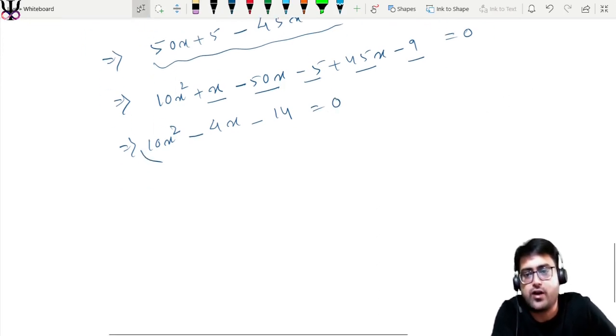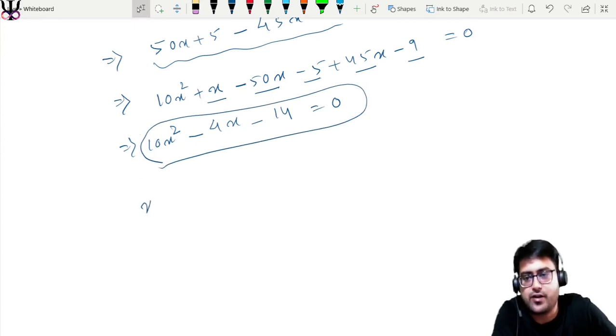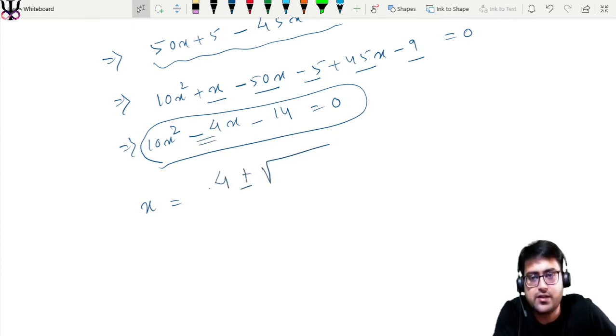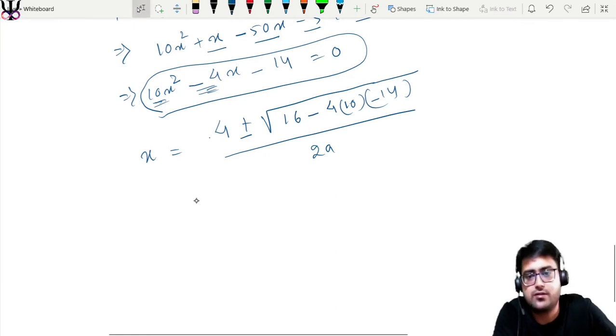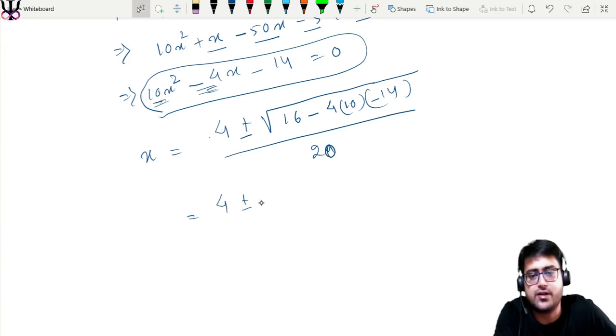This is a quadratic equation. The formula for it is x is negative b, which is minus 4, minus 4 is 4, plus or minus square root of the discriminant, which is b squared, which is minus 4 squared is 16, minus 4 times 10 for AC, 10 times minus 14, divided by 2a. A is 10 again, so 2a is 20, right? Simple.